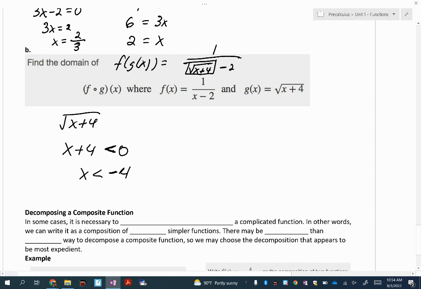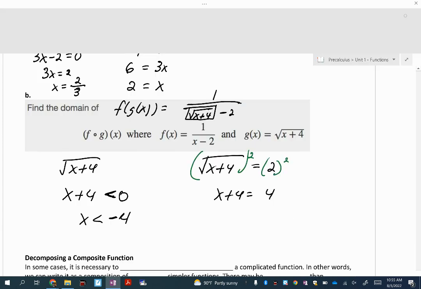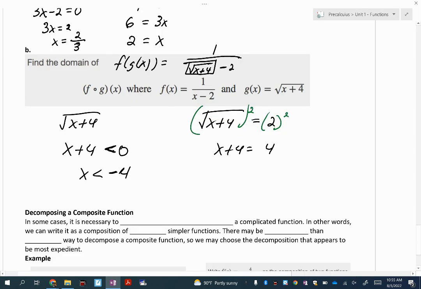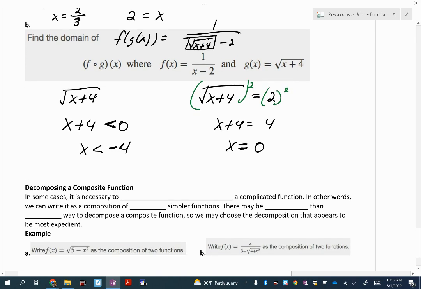Now, I need to also worry about that square root of x plus 4 becoming 2. Because if that becomes 2, then I have 2 minus 2 in the denominator, and that would be an undefined function. So I'm going to square both sides to get 4. Let me show you the work there. Square both sides. The square and square root are inverse operations, so that's going to go away. That leaves x plus 4 equals 4, so x equals 0. So I'm essentially saying don't use 0. I'm going to use any value that's greater than negative 4, or also equal to negative 4, that's fine, but I can't use 0.